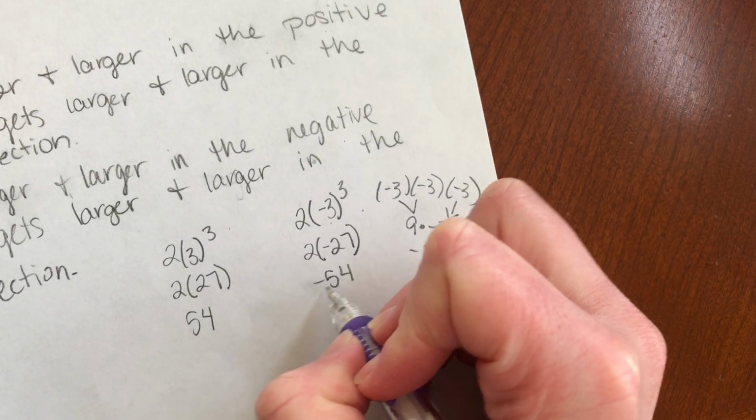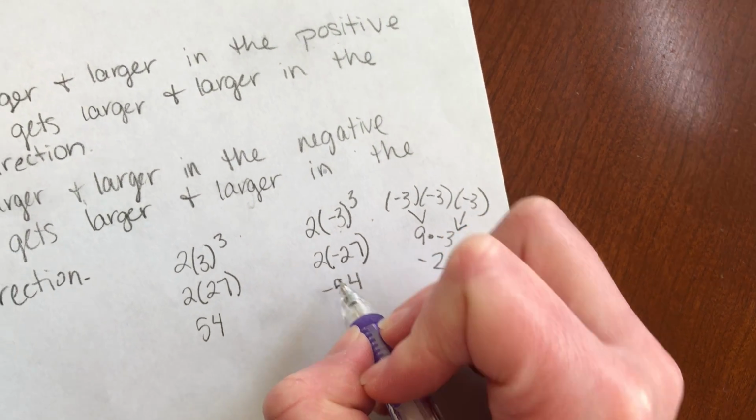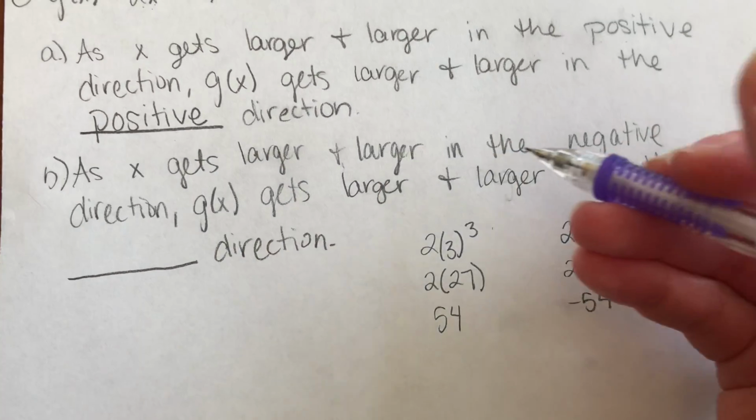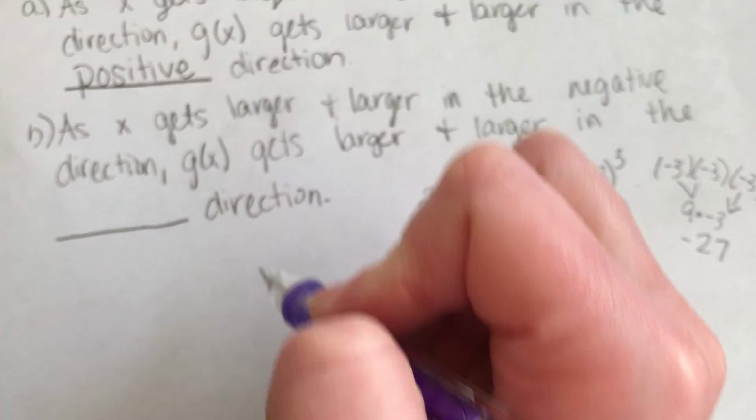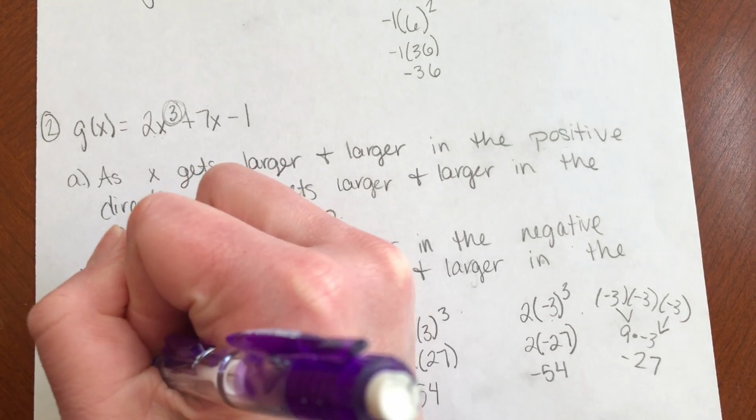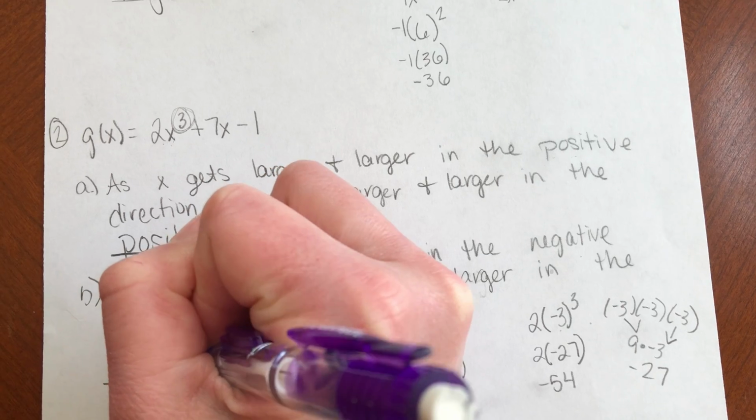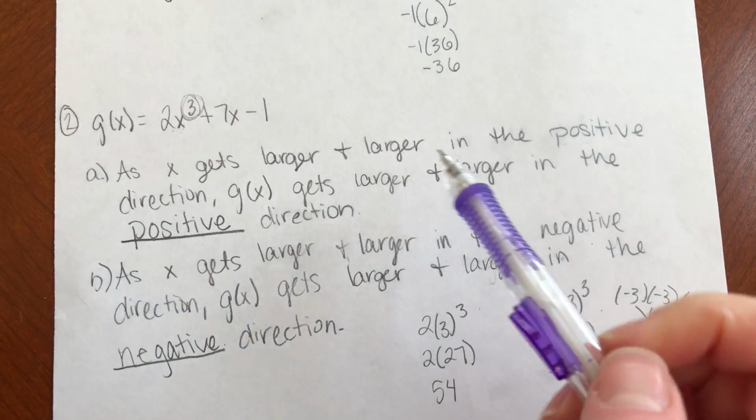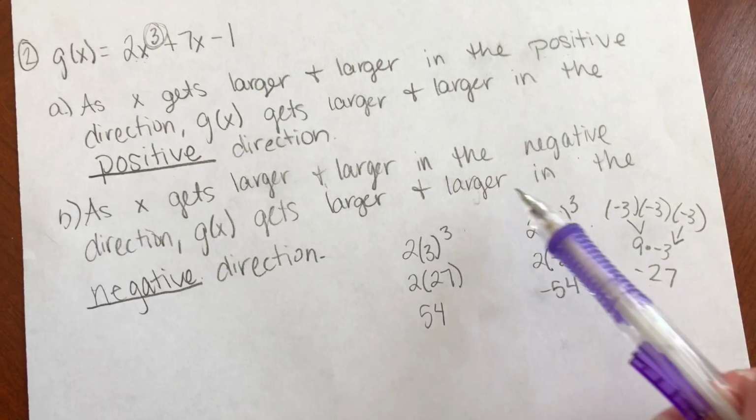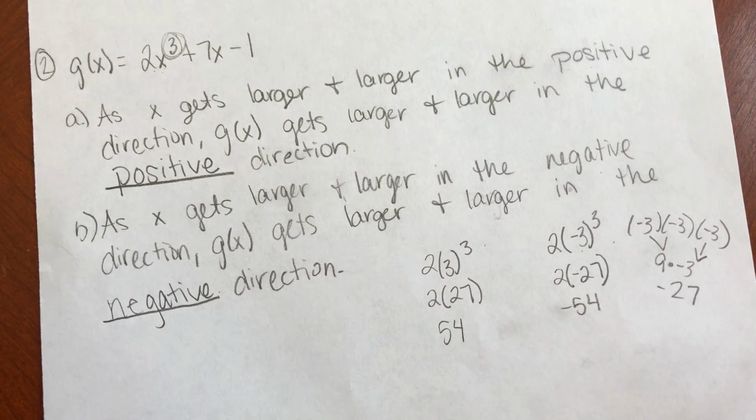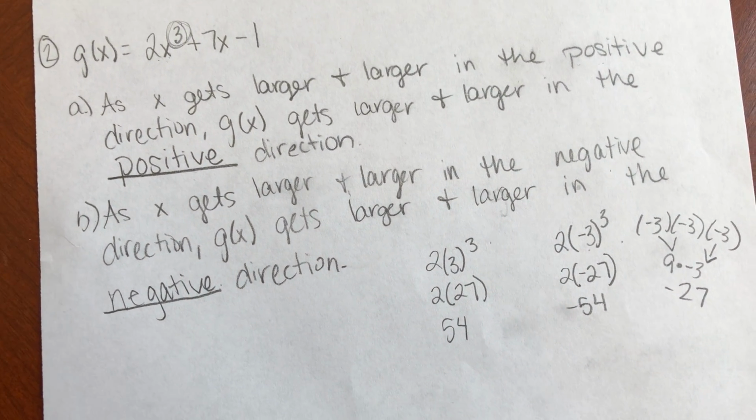So I end up with a negative value here, meaning as x is getting more and more negative, so as I'm moving to the left, my y values are also getting more and more negative. Now that's not always the case, right? It doesn't always match up, so that's why we do this test of our leading coefficient, our leading term actually.